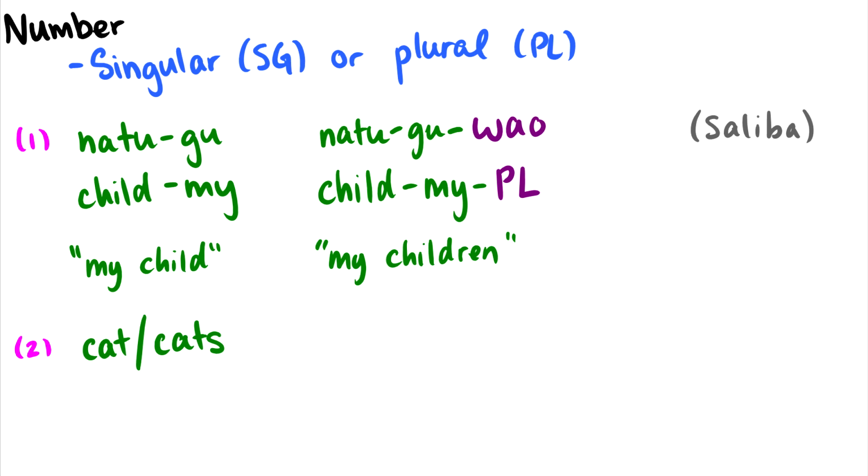Okay, but now let's take a look at the properties of these nouns. Well, nouns carry number, so singular or plural. In English, we have cat and cats.